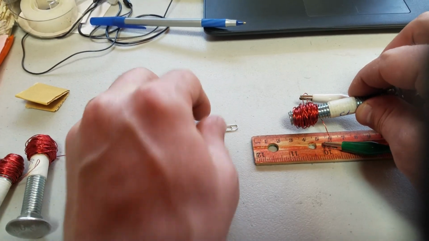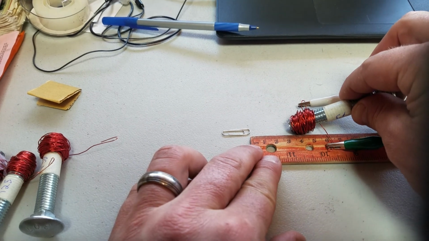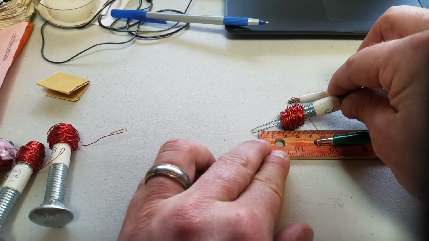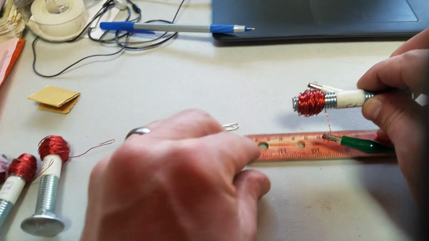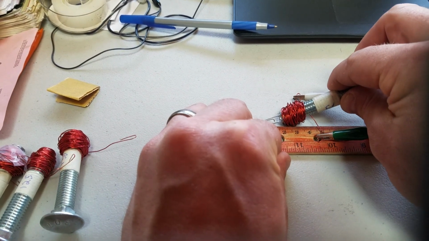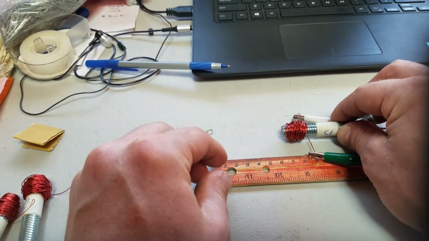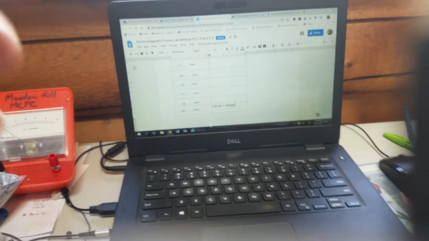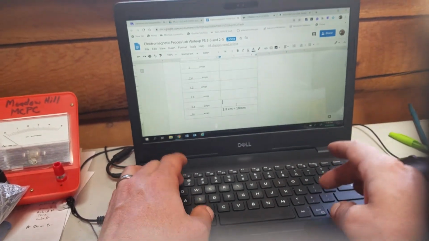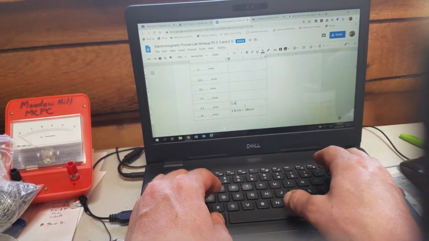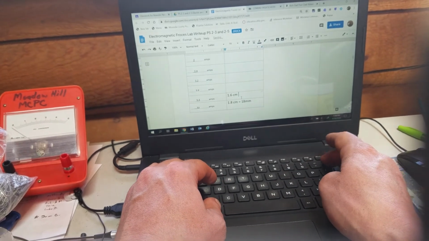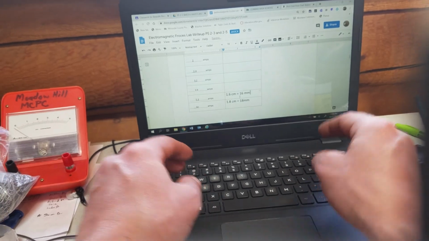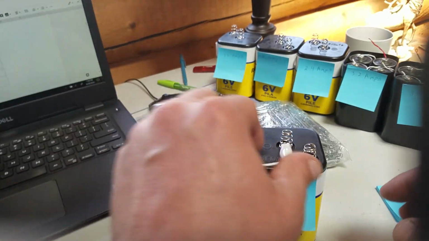So we still have the 75 coil electromagnet. 1.6. 1.7. We'll average that out to about 1.6 on that one. And we'll plug that into our data table, which equals 16 millimeters. All right, we'll switch it out.